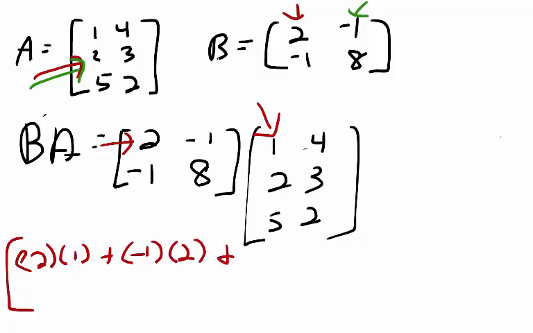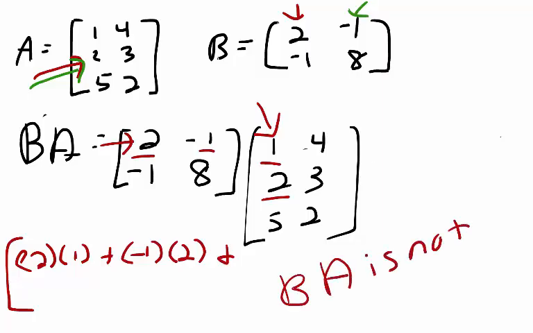Plus, and now we run into a problem because we only have 2 entries in row 1 of matrix B, but we have 3 entries in column 1 of matrix A. So here we had 2 times 1 plus -1 times 2, but now we have nothing in matrix B to multiply by 5. Therefore, B times A is not defined.